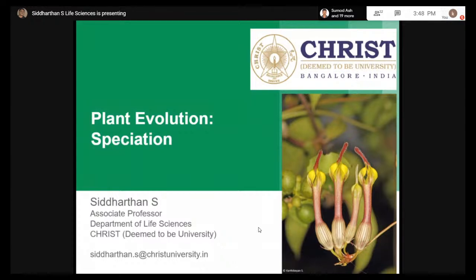Dr. Sidhathan is an associate professor, Department of Life Science, Christ University, Bangalore. He is today presenting on the topic plant evolution, speciation and diversification in plants, an Indian story. Dr. Sidhathan did his doctoral research from University of Hong Kong. He worked at the Center for Ecological Sciences, Bangalore as a postdoctoral fellow. Much of his research is focused on plant evolution, especially species evolution. He is well known for his plant taxonomy work as well.